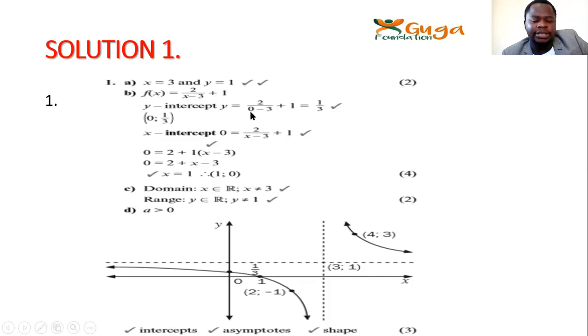So where there is x, you put 0. So it will be y equals 2 over 0 minus 3, plus 1, which will give you 1 over 3, right? So in other words, your coordinate will be (0; 1/3).